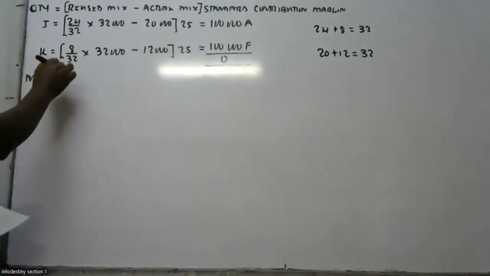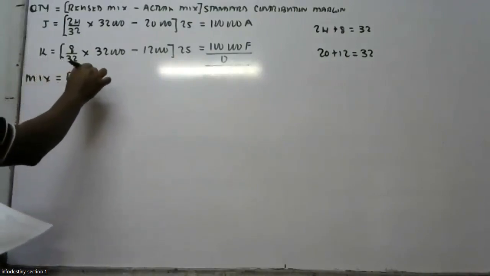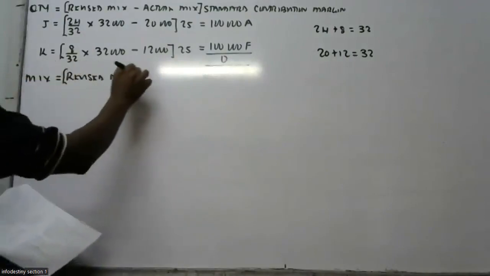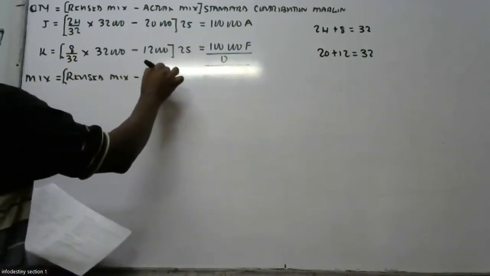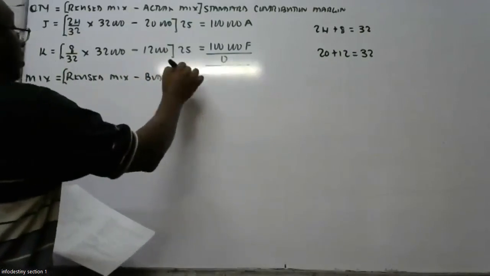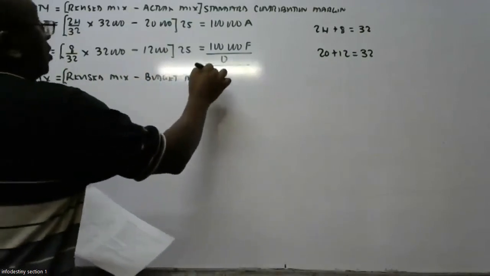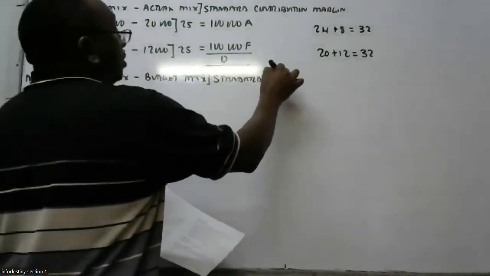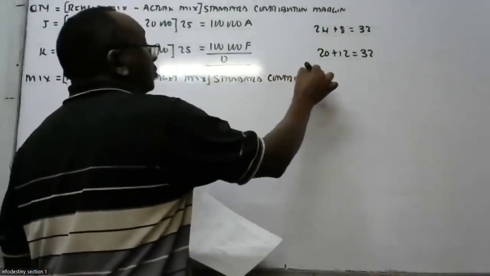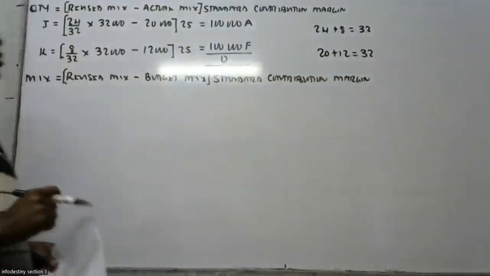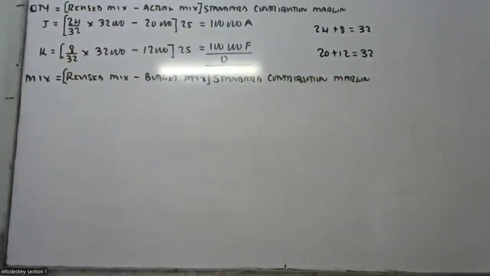So this formula is given as revised mix minus the budget mix, multiplied by standard contribution margin.